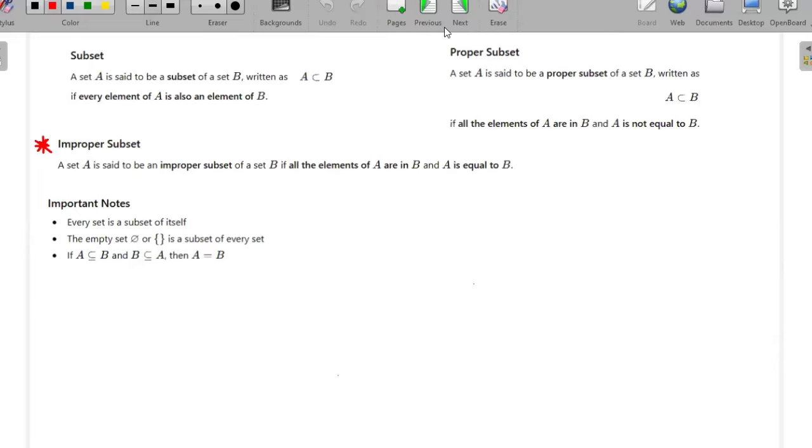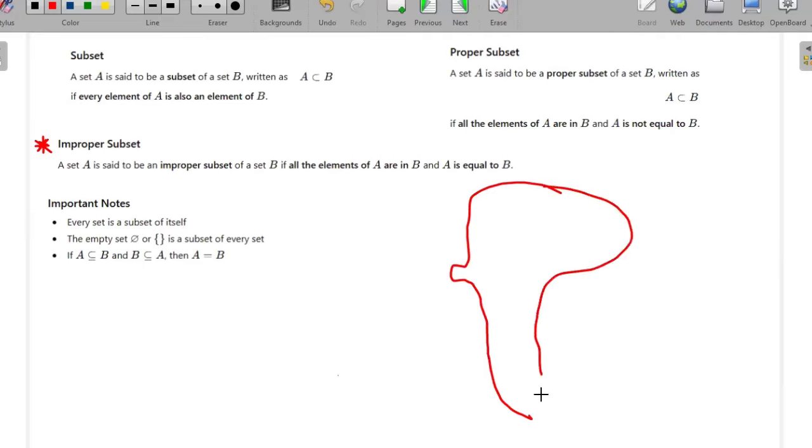So a subset, how can I explain it in simpler ways? For example, Zambia is part of Africa, right? So when you draw that map of Africa, I've forgotten, it's been long since I was in grade 7. I don't know if it looks something like this.